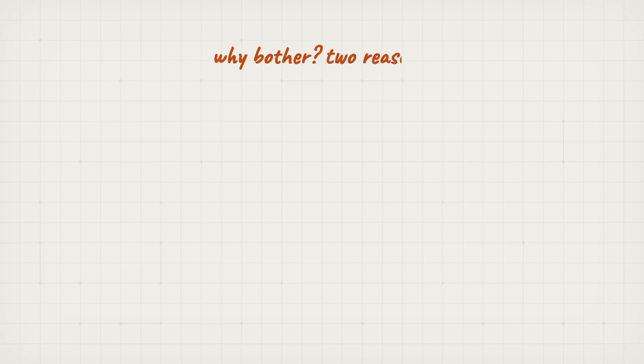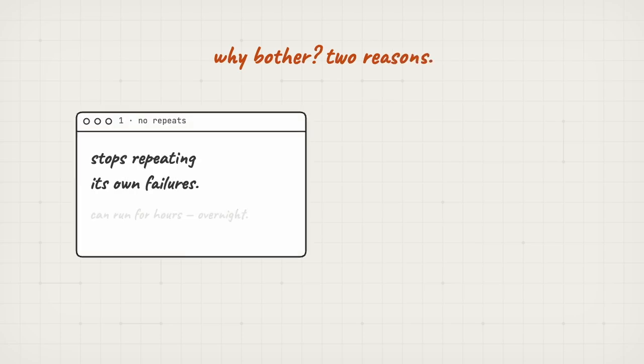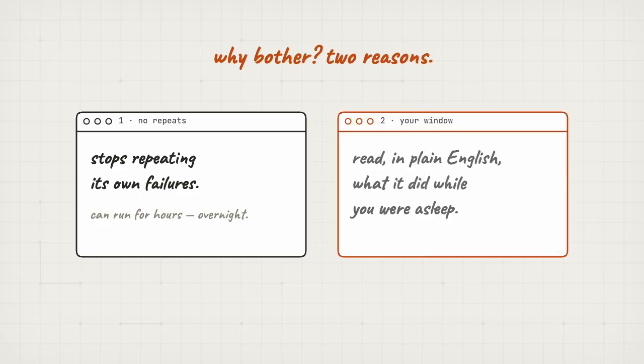So, why do we need this? Two reasons. First, your loop stops repeating its own failures, so it can run for hours or overnight and still know where it got to. Second, you can open that file and read in plain English what your loop has been doing while you were asleep. And if something is running unattended, that file is your only window into it.